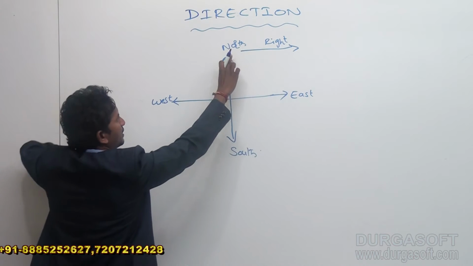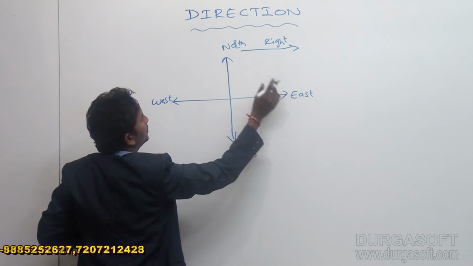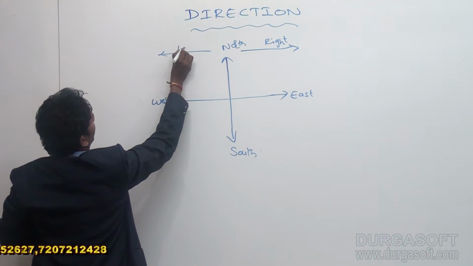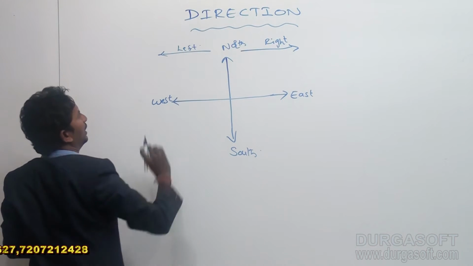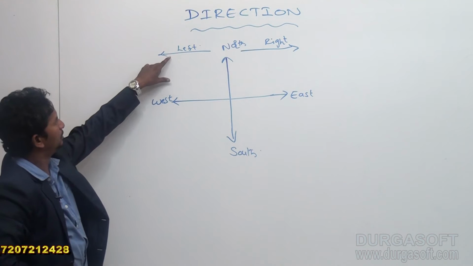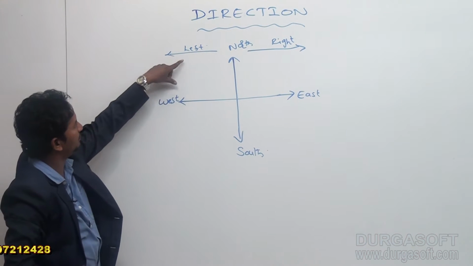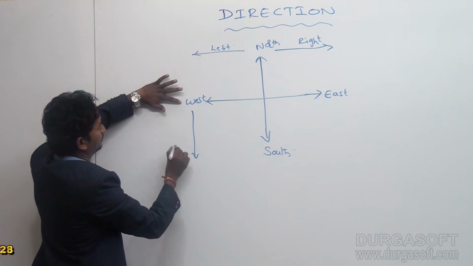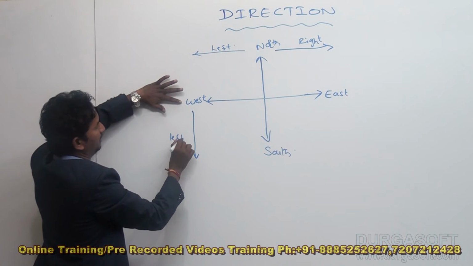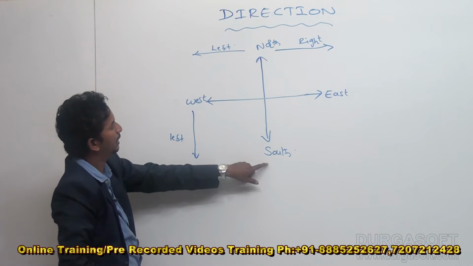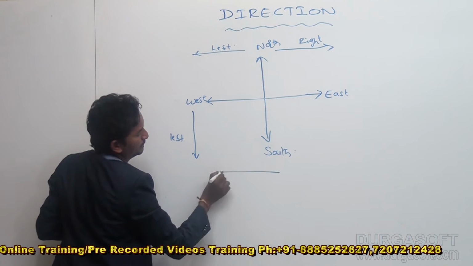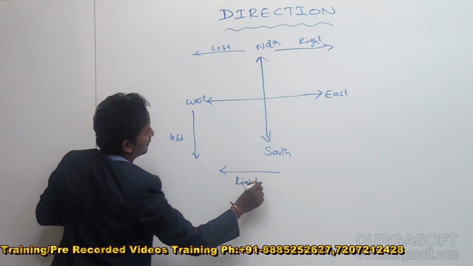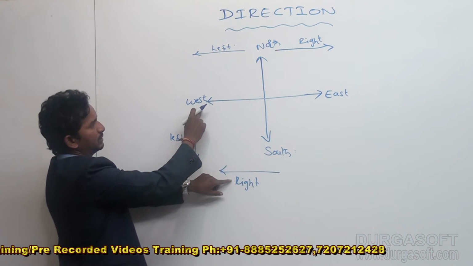North right will come in the east. North left, this is the left. North left will come in the west. Again west left will come in the south. Now again south right, this is the right. South right will come to the west.